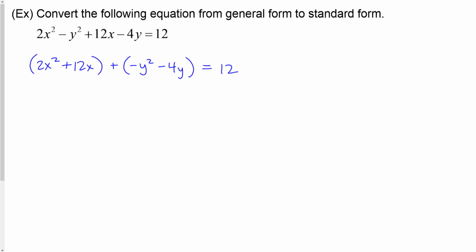Now, if I factor out 2 from my x's, which I would have to do because in order to complete the square, you need to have the leading term coefficient on the squared term equal to +1. And I'm going to need to factor out a negative from the second set of parentheses.